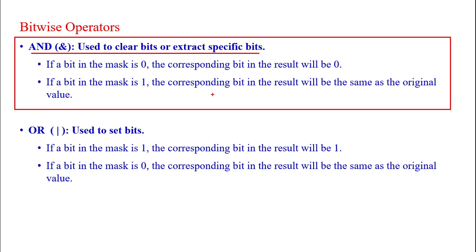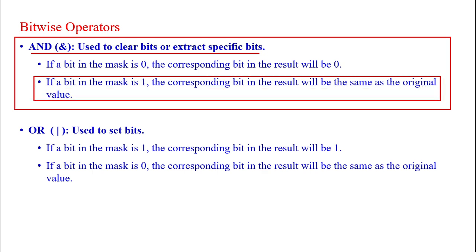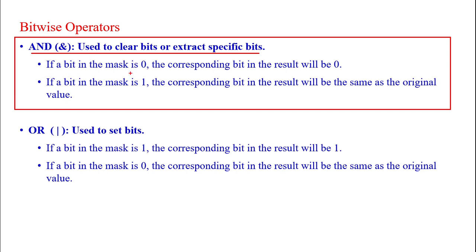How can I check and how can I do it? You can see here, now point number 2. If the bit in the mask is 1, the corresponding bit results in the same as the original value. So don't worry about this. I'll explain it in one use case. Just remember only one thing here: the AND operator, or bitwise AND operator, is used to clear the bits, or it is also used to extract the specific bits.